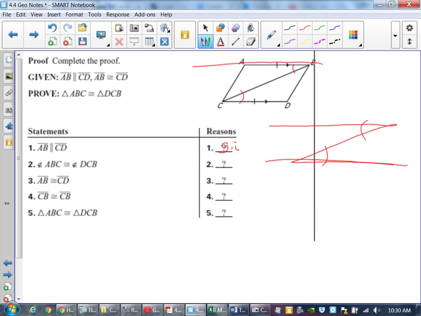Given. ABC, DCB. Hey, alternate interior angles. So what do you write down? You have to make that ugly symbol though, right? Did you make the symbol? Yeah. Good. You have to have this on there. They're not corresponding, they're alternate interior. Okay?